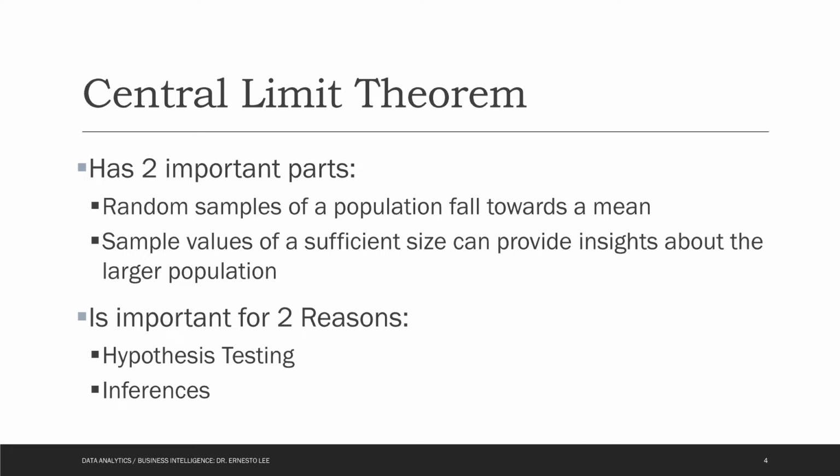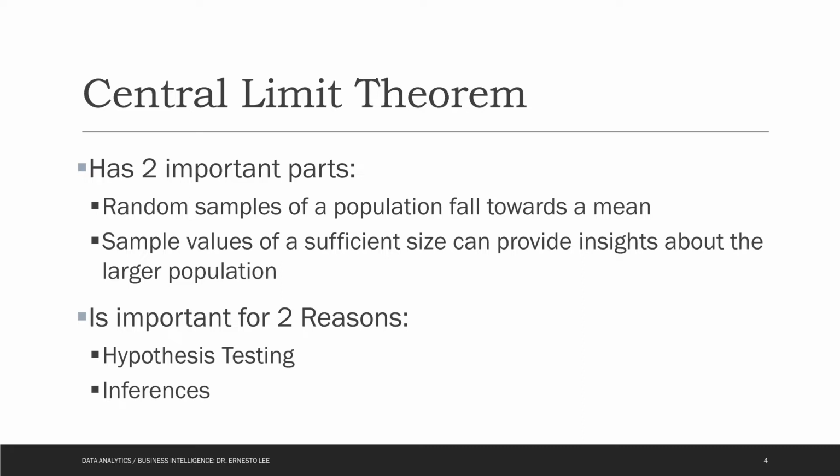That if you take random samples, and I'm assuming that all the samples have an equal chance of being selected, then they all will fall towards that same average. And the second is that if you understand what's going on at a small level, with a subsample of your data set, then you can have insights about the overall data set, about the general population.